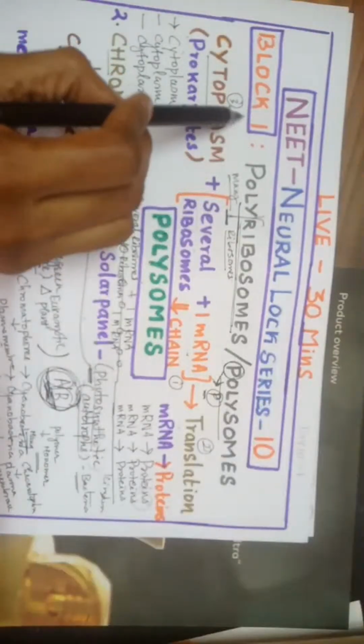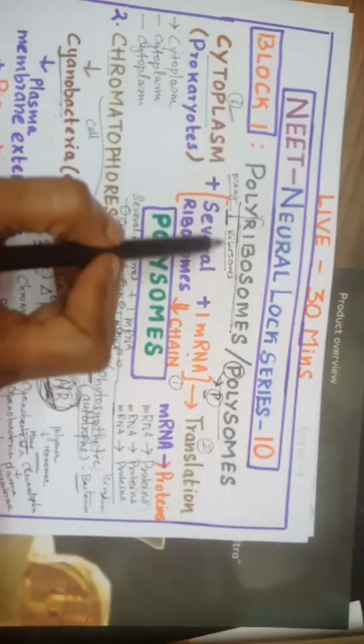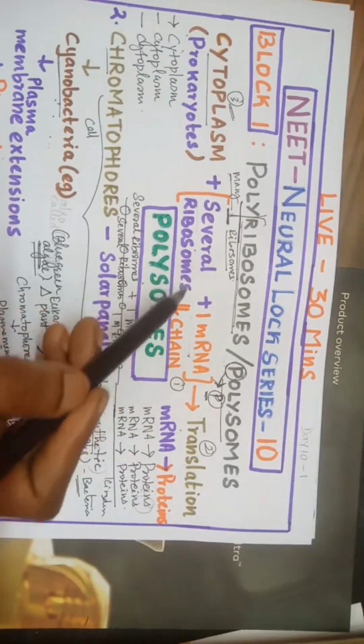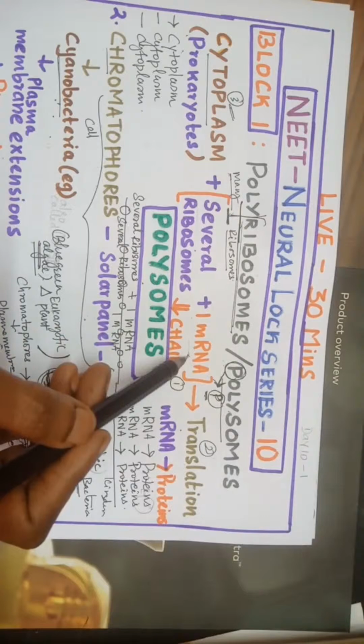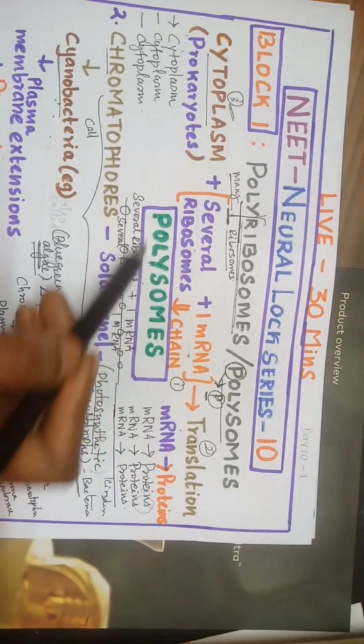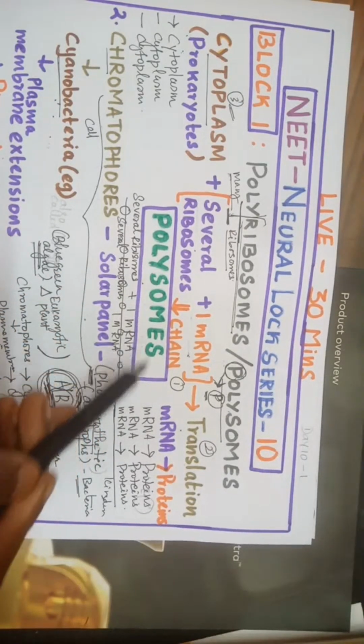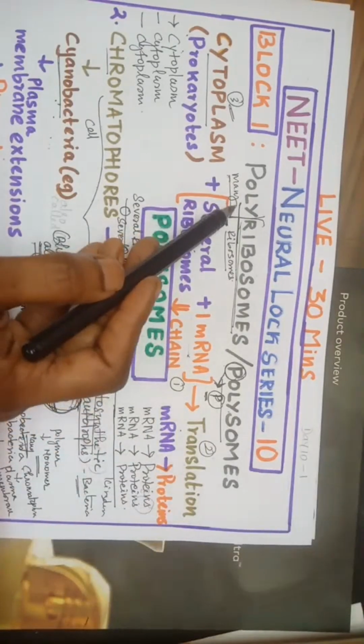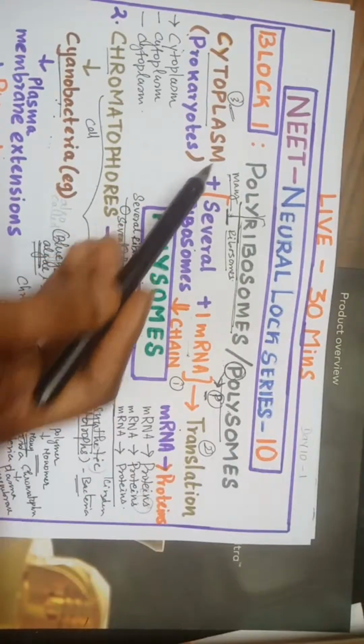So, a full recap. Under block 1, we saw polyribosomes or polysomes. There are several ribosomes attached to a single mRNA chain, which is called polysomes. The function of polysomes is translation of mRNA to proteins. The polysomes are present in the cytoplasm of the prokaryotes.